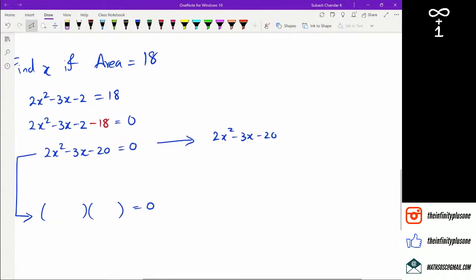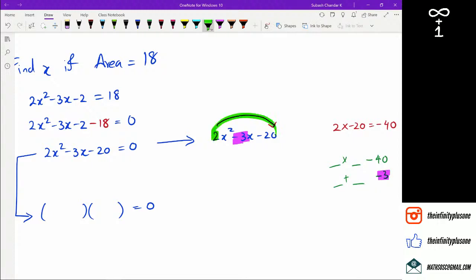So what we first do as our first step is take the 2 and multiply it with negative 20 to get negative 40. The second step after that is we are looking for two numbers that multiply to negative 40 and add up to negative 3. Just to clarify, the negative 3 is from there, and the negative 40 is from here. So we're looking for two numbers that do that.